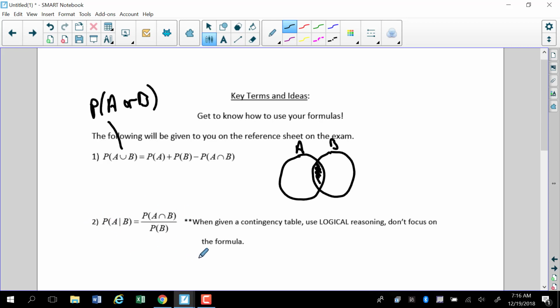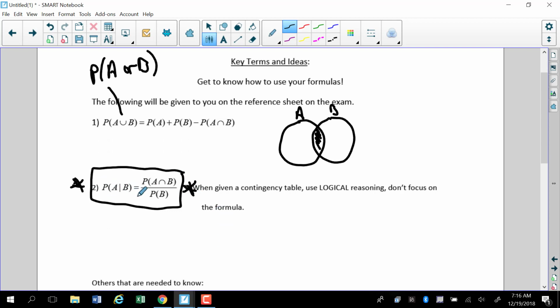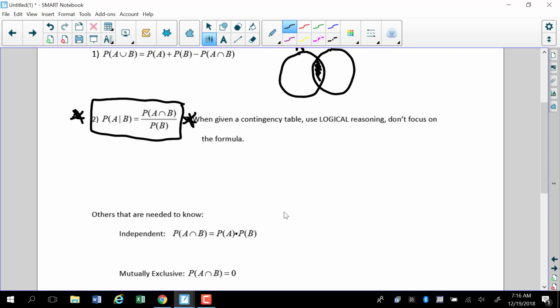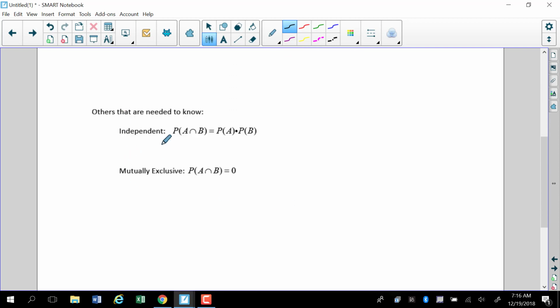This formula here is a generic formula for A given B. I'm going to tell you right now, we're not going to be using this formula much at all, so you really don't need to worry about that formula. The idea of A given B you need to understand, but not that formula. That's not really something that we need to know. And these go back to the independent and mutually exclusive definitions on the previous page.